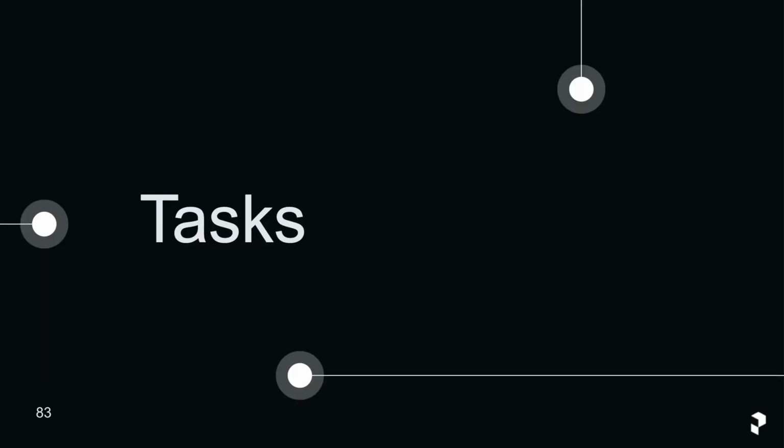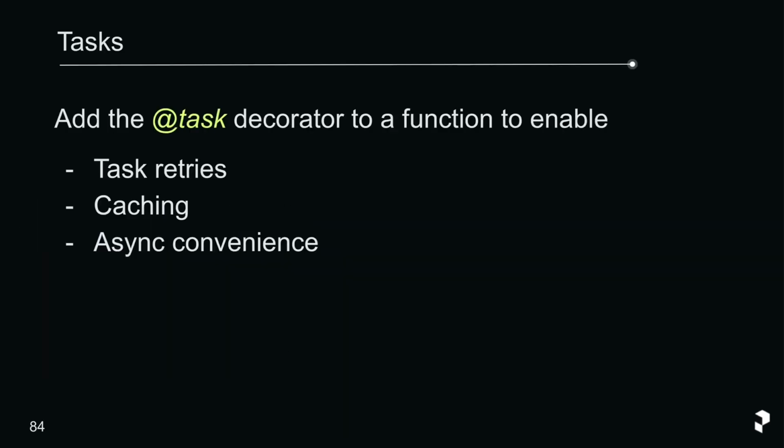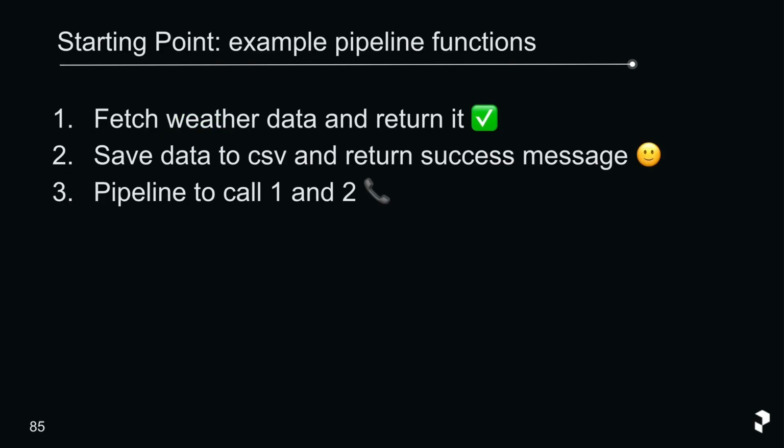Let's kick things off with tasks. How do we go about writing a Prefect task? Well, all we need to do is add a task decorator to a Python function to enable a host of orchestration capabilities such as retries, caching, and async convenience.